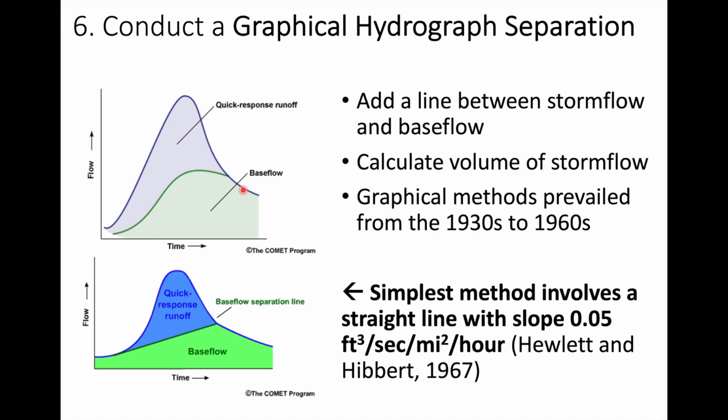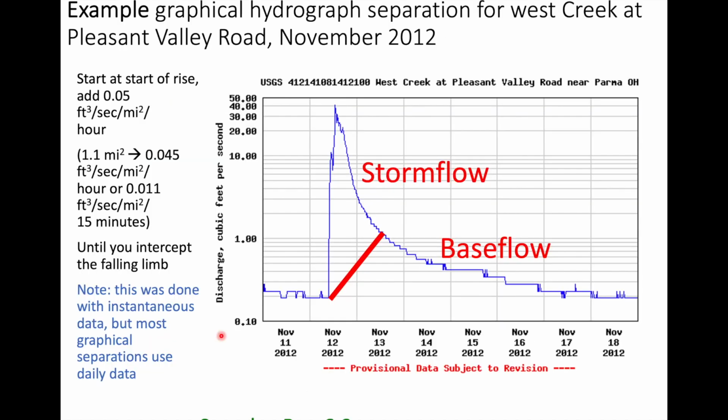So one of the simplest methods, and one that is still used today, was proposed by Hewlett and Hibbert in 1967, and they said, just take a straight line with a slope of 0.05 cubic feet per second per square mile of drainage area per hour. That's not so bad. Let's see what that looks like in practice.